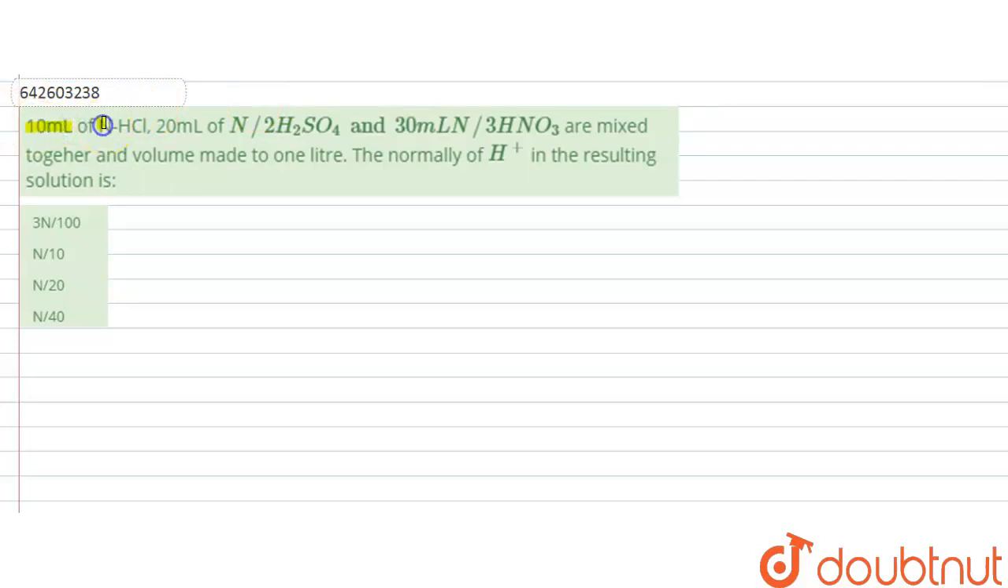Hello students, I'm a teacher for this question, and the question is: 10 ml of 1 normal HCl solution, 20 ml of N by 2 normal H2SO4, and 30 ml of N by 3 HNO3 are mixed together and the volume is made 1 liter. So the normality of H plus ion in the resulting solution is?